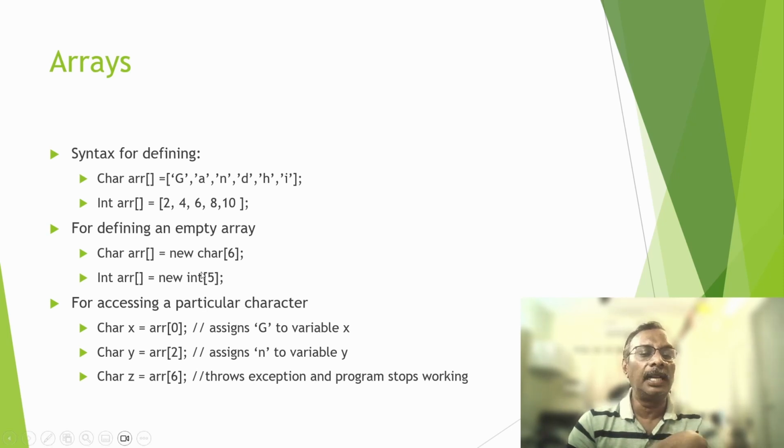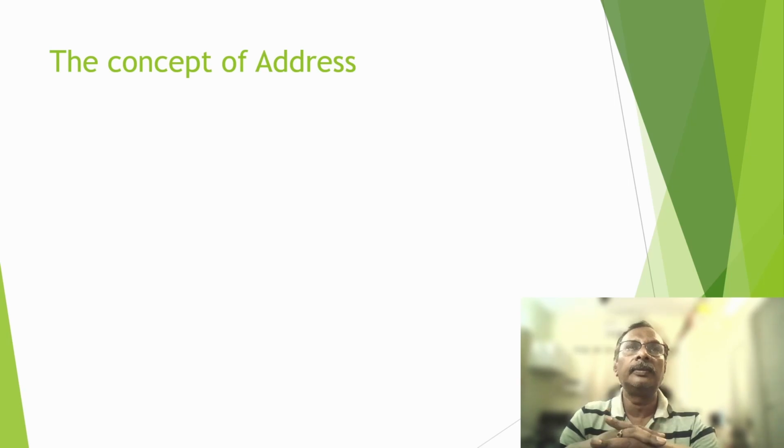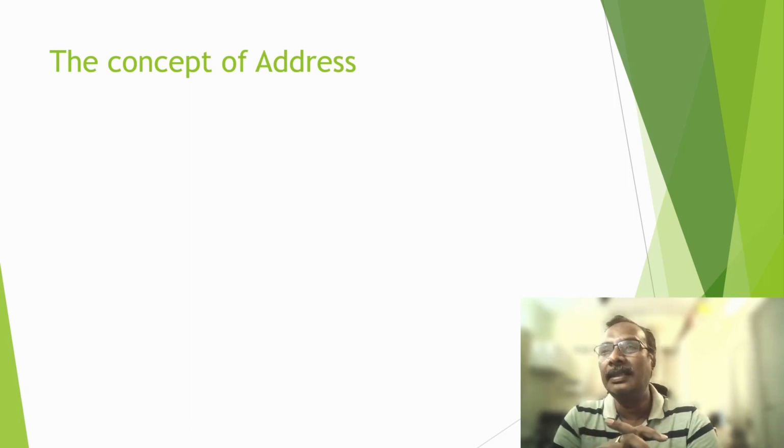So if your array contains 6 characters or 6 numbers, you will access it by saying arr of 0 to arr of 5. Remember that. I'll explain how to avoid such exceptions in the later chapters. Why is this 0 to 5 instead of 1 to 6, right? Why is this 0 to 5?